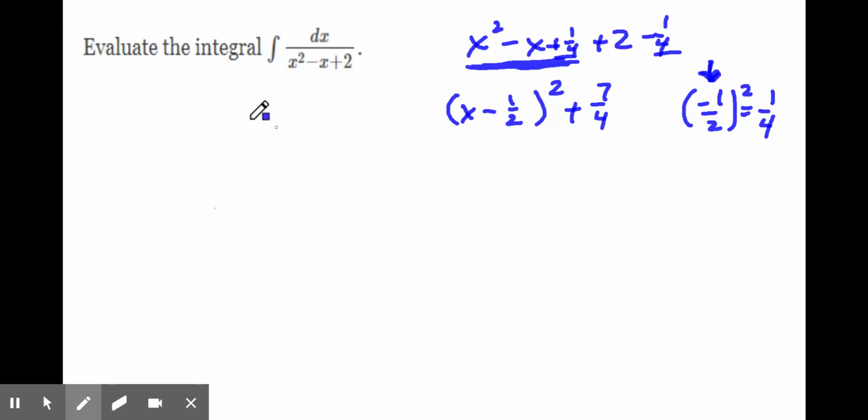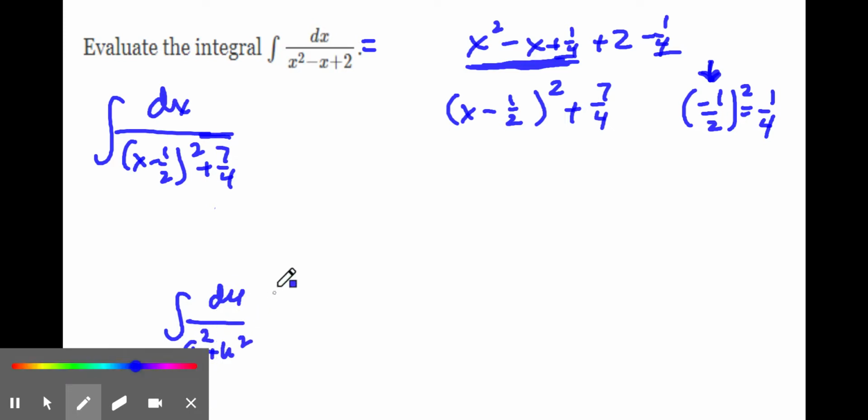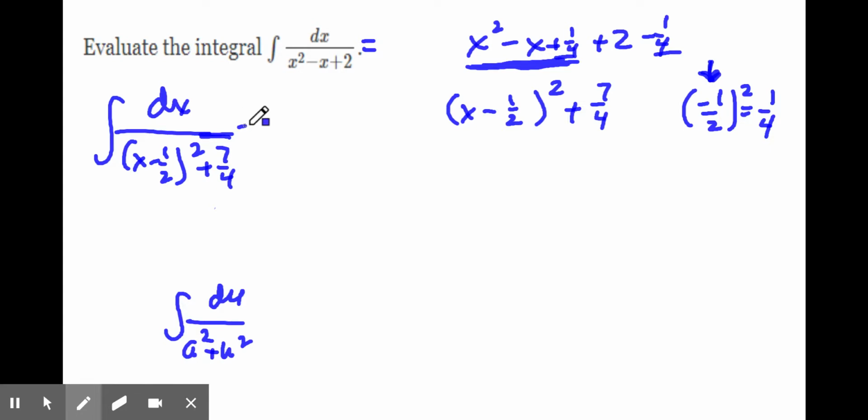All right, so now we are going to rewrite this integral that's up here as the integral of dx over x minus 1/2 squared plus 7/4. All right, and now you're actually in a form where it says du over a squared plus u squared, or at least you could write it that way. All right, it takes a little bit of work, but you can do it.